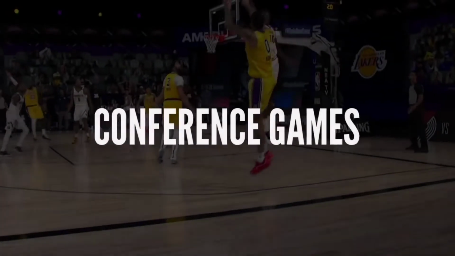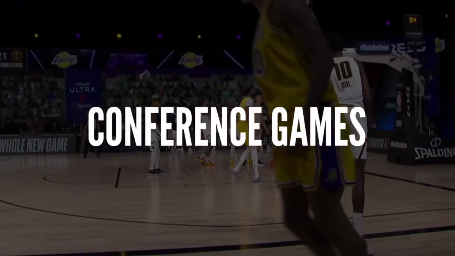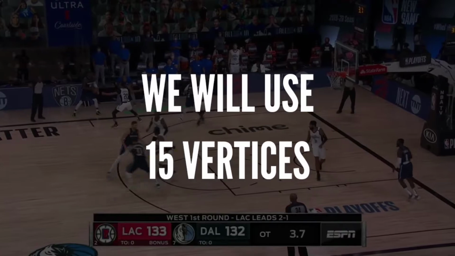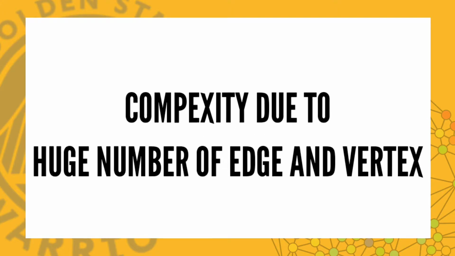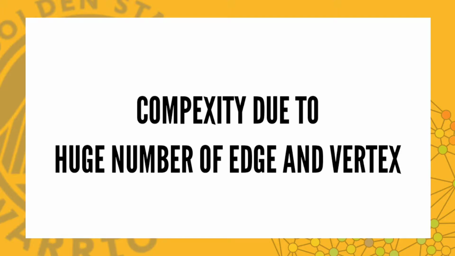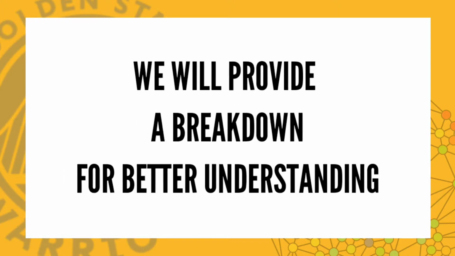Let us now proceed with the conference games. The graph here is quite complex when compared to division games because there are 15 vertices that are involved. I think I cannot break it down for you due to its complexity. However, I will still explain how graph theory is applied in scheduling the conference games.